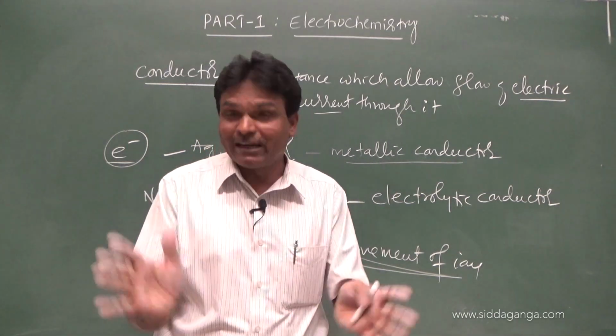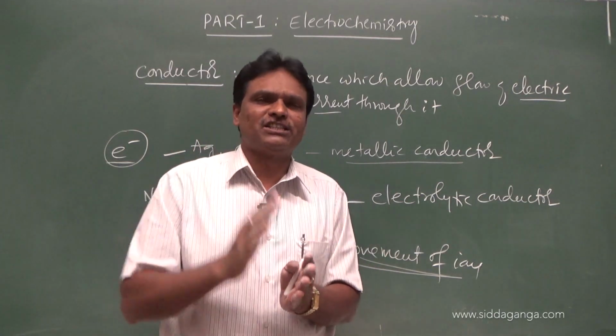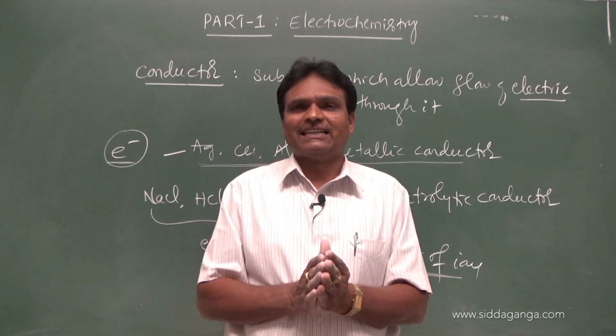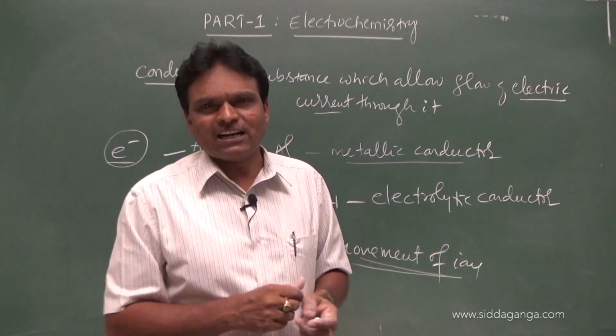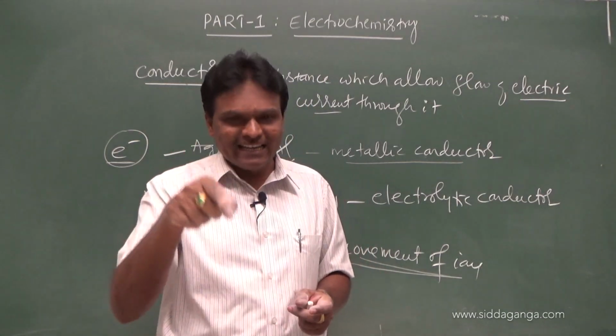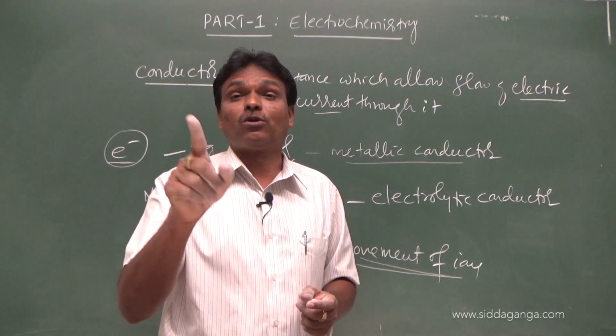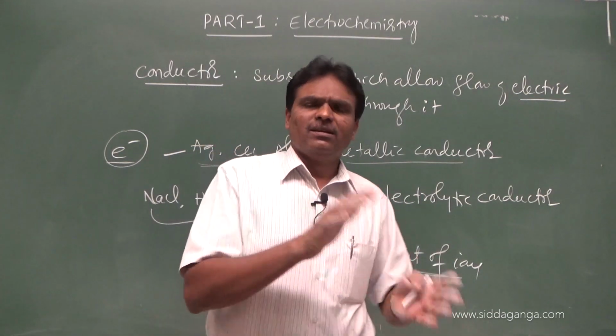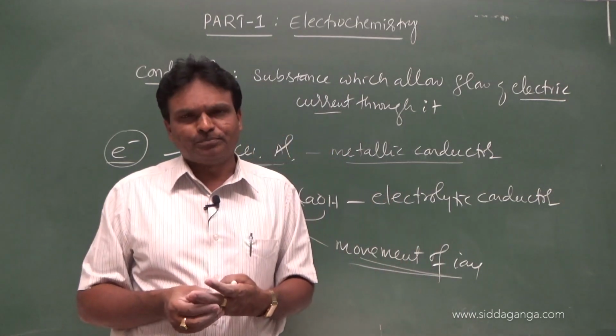The production or consumption of electricity that involves a chemical change is called electrochemical change. And the production or consumption of electricity through chemical reactions that can be done in cells are called electrochemical cells. So consumption and production, both are there.